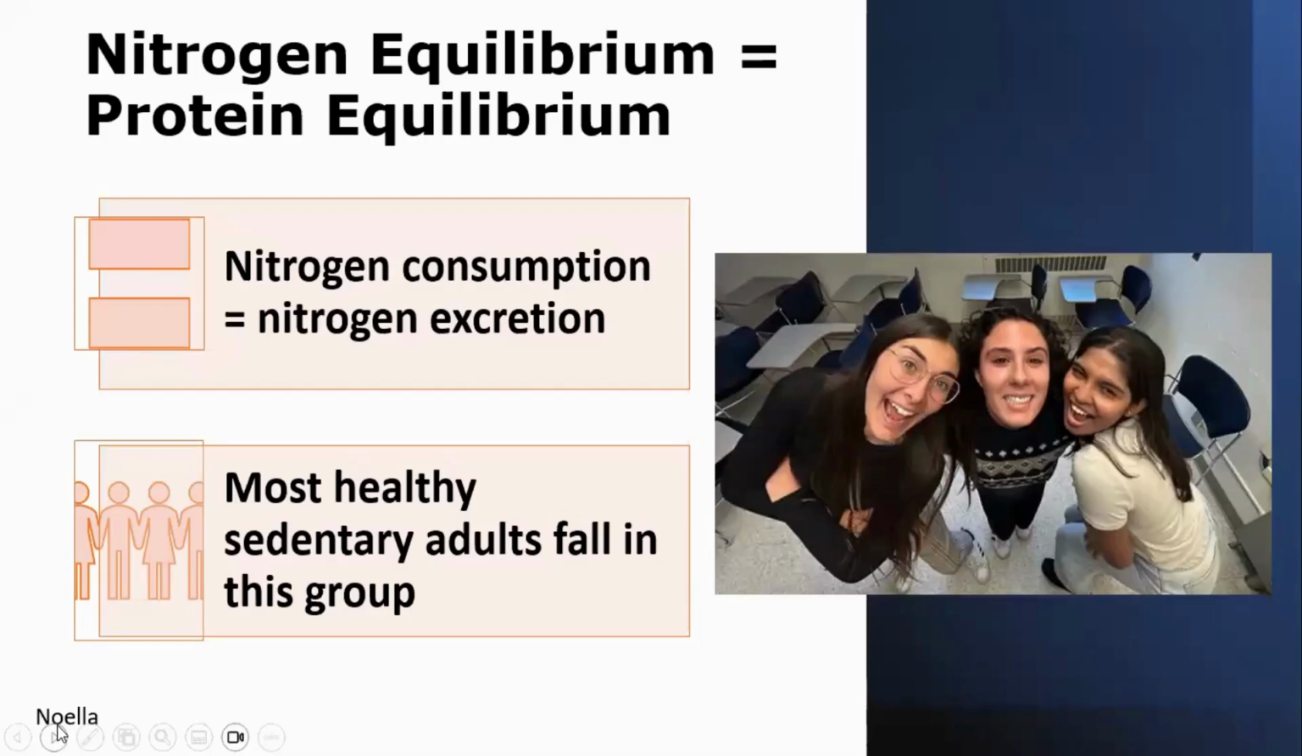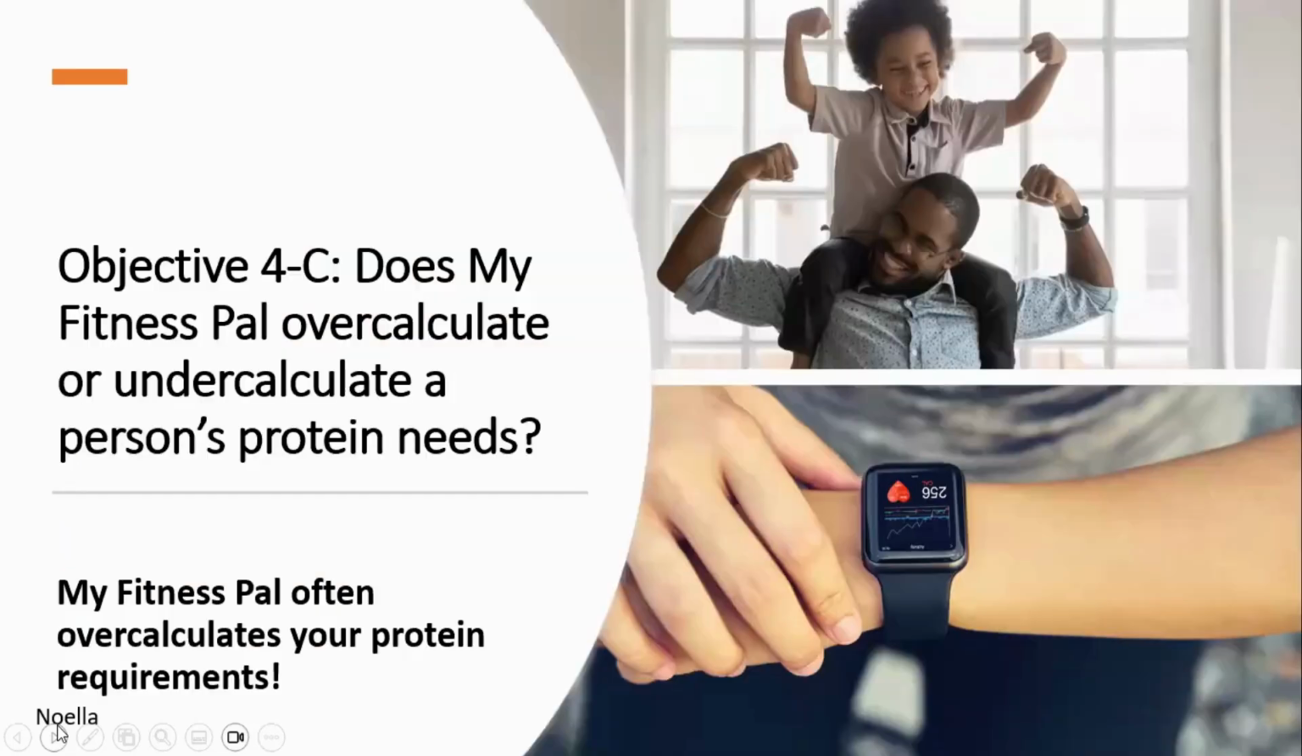Now let's talk about nitrogen equilibrium or protein equilibrium. Under this category, the nitrogen consumption would be the same as the nitrogen excretion, or the protein consumption would be the same as the protein excretion. Most healthy sedentary adults fall in this group, and so do your three favorite TAs, Courtney, Gabby, and me, Noella. So knowing what we know now, do you think MyFitnessPal overcalculates or undercalculates a person's protein needs? Overcalculate? Yes, that's correct. MyFitnessPal often overcalculates your protein requirements, and I've talked a bit about this before as well.